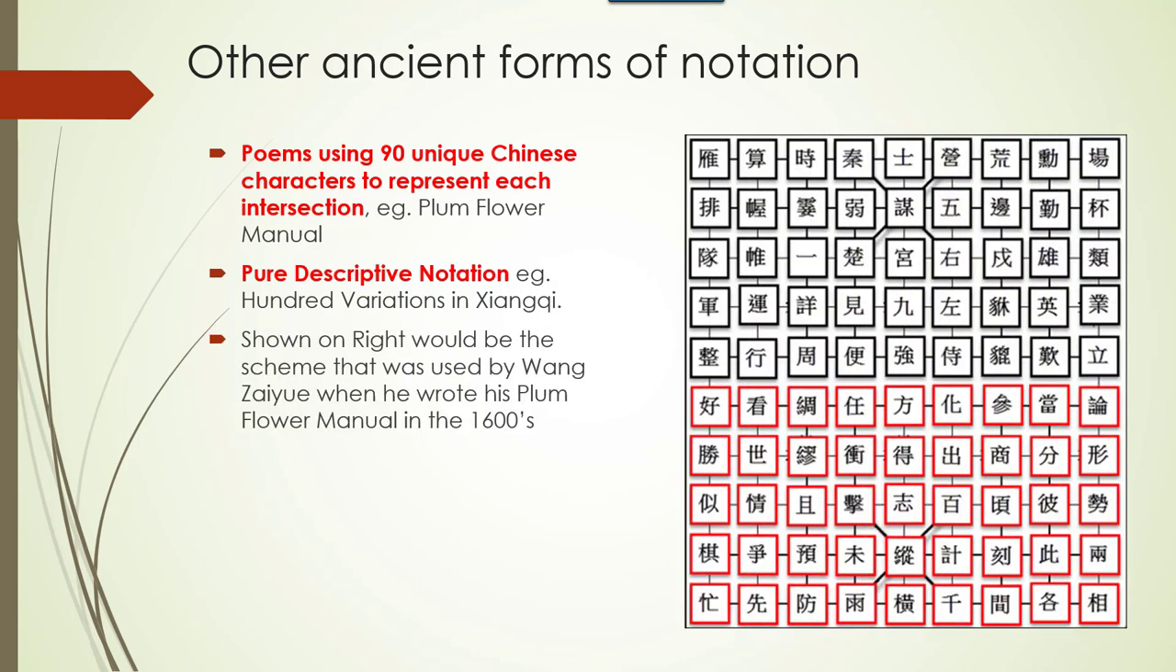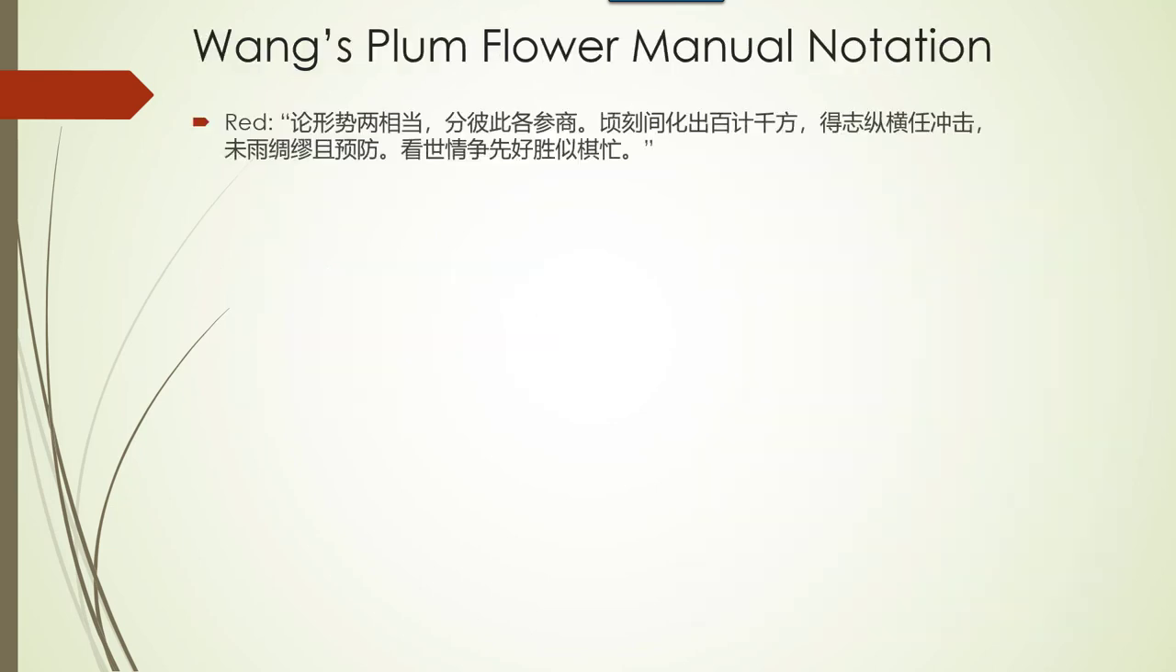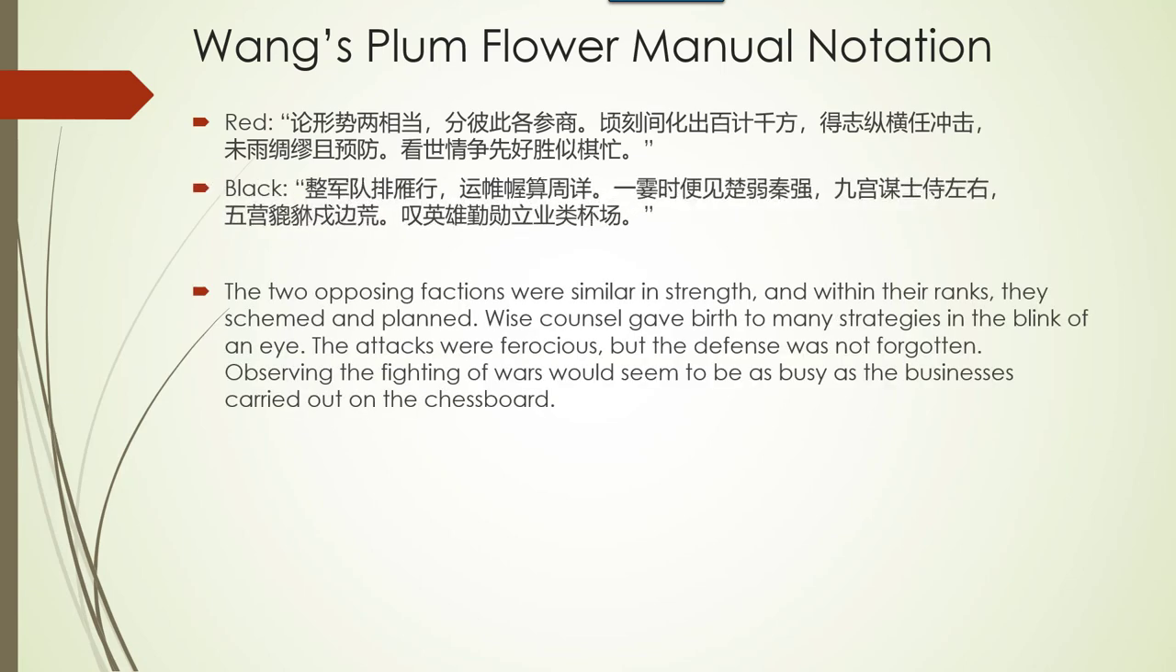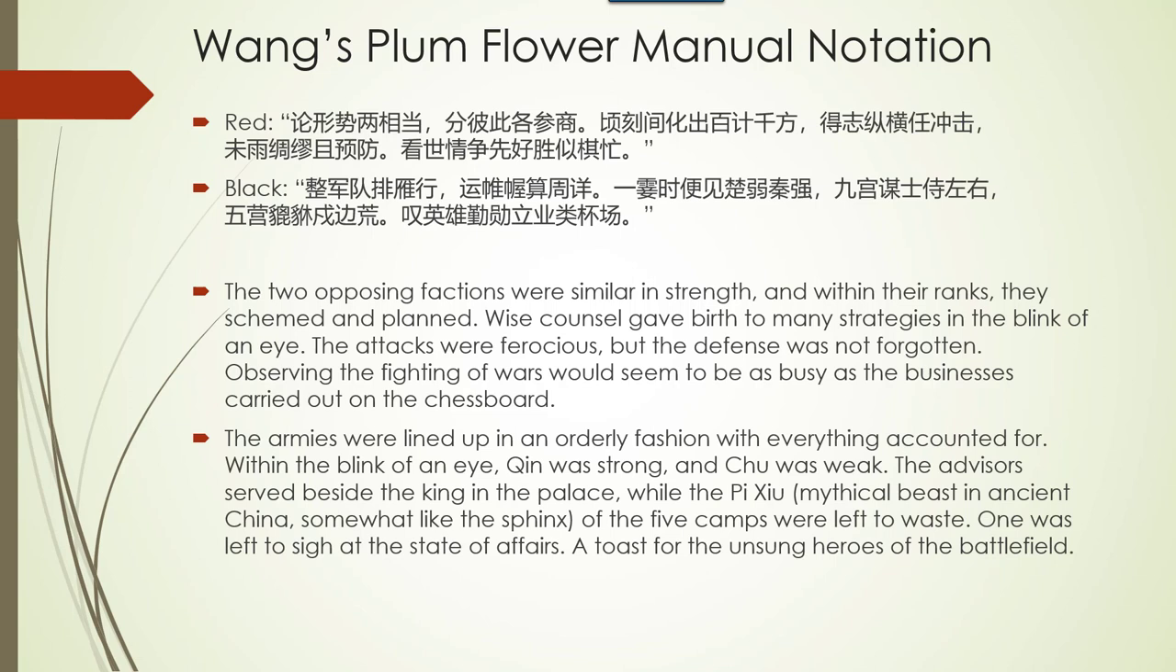Shown here on the right is the scheme that was used by Wang Zaiyue when he wrote his Plum Flower Manual. As you can see, there were 90 intersections, each represented by a Chinese character, and I've deliberately chosen to use the traditional form of Chinese, which was the form that Wang Zaiyue used. And for Xiangqi enthusiasts who want to know what the poem was about, I've done a simple translation, which I've also collected in my translated version of Wang Zaiyue's Plum Flower Manual.